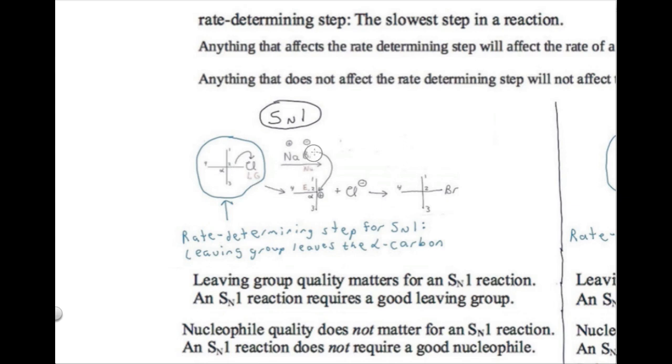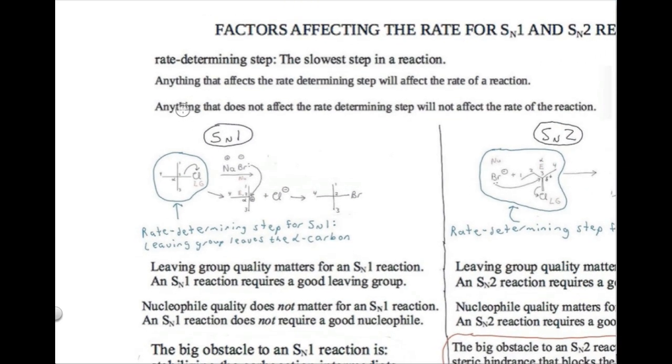Well, notice that the nucleophile doesn't participate in the rate determining step for SN1. The nucleophile participates in the easy second step. The nucleophile doesn't participate in the difficult, slow first step. And as a result, steric hindrance that blocks the nucleophile is not a big obstacle to SN1. Remember, anything that does not affect the rate determining step will not affect the rate of the reaction. Since the nucleophile does not attack the alpha carbon during the rate determining step for SN1, steric hindrance that blocks the nucleophile is not a big obstacle for SN1.